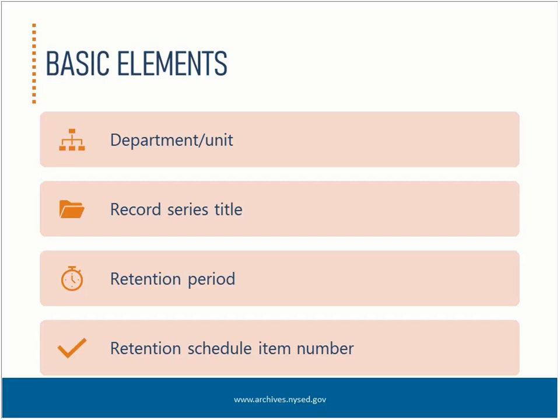The retention schedule item number is the unique number assigned by the State Archives to each record series in a local government schedule or a state general or state agency specific schedule. Including this number connects your office schedule to the formal schedule, and it gives you an easy way to refer to the formal schedule if you need to.